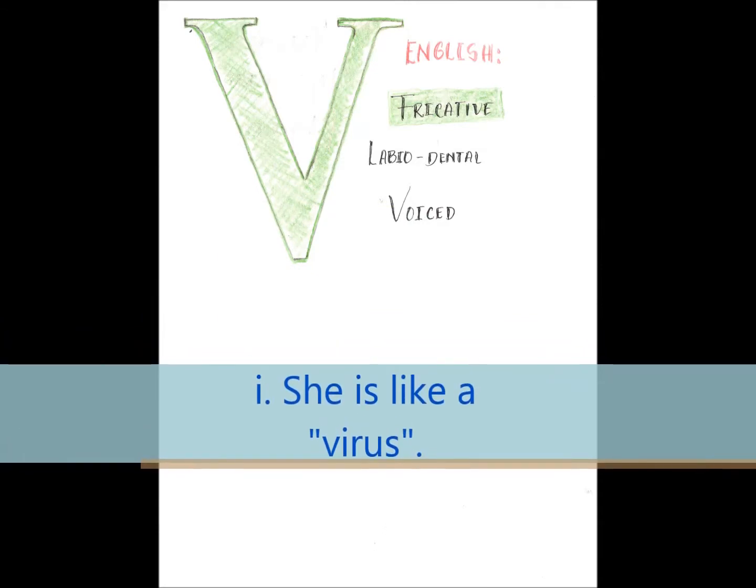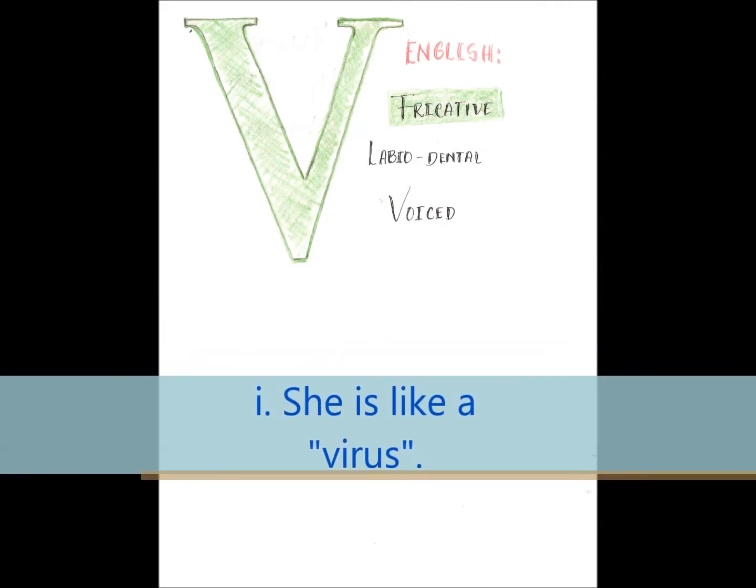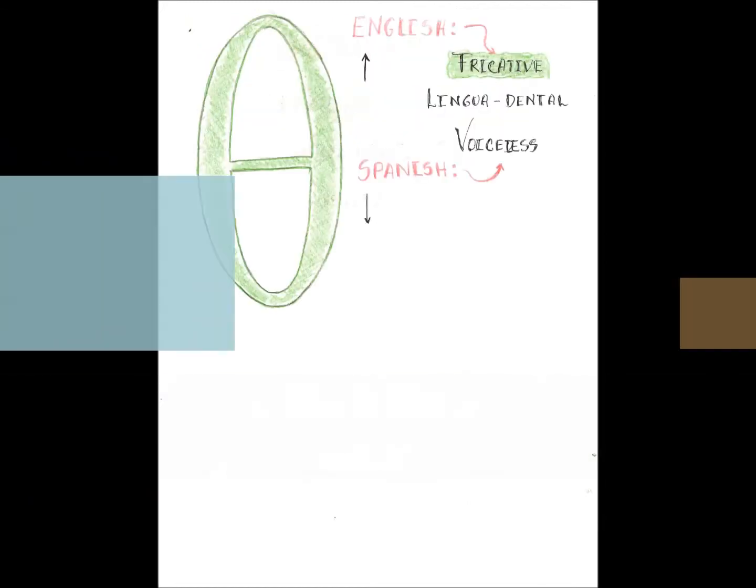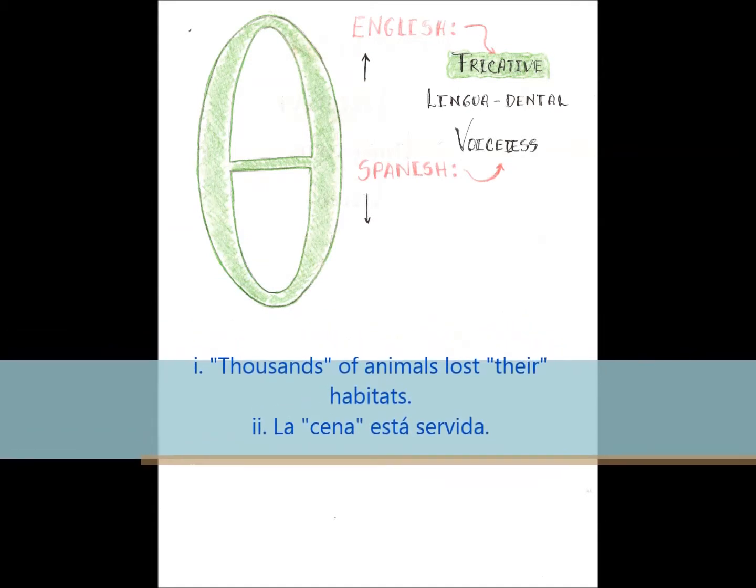This phoneme is only present in English. In Spanish exists a grapheme with the same representation, but it has the characteristic of the phoneme B. It has these features: fricative, labiodental, and voiced. Thousands of animals lost their habitats.